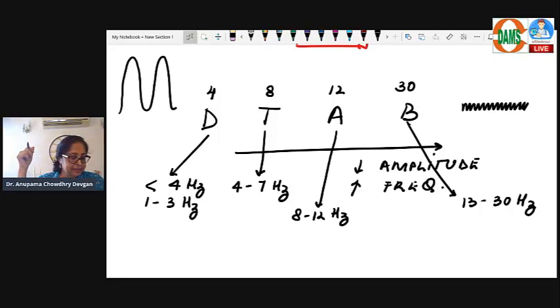Okay. Delta is high amplitude, low frequency. Beta is low amplitude, high frequency. So delta is less than 4 hertz, 1 to 3 hertz. Theta is 4 to 7 hertz. Alpha is 8 to 12 hertz. And beta is 13 to 30 hertz.